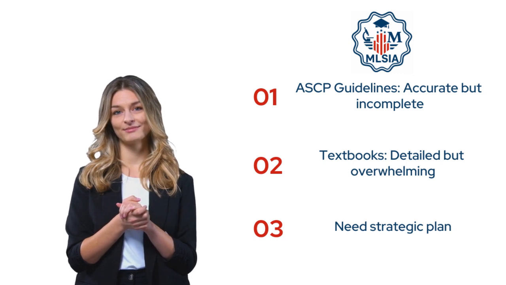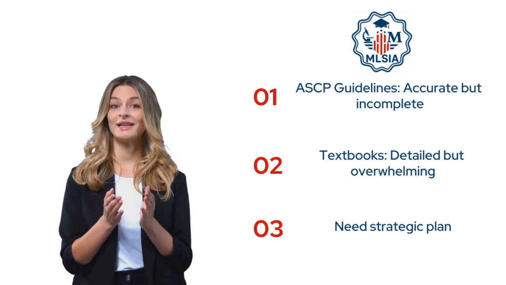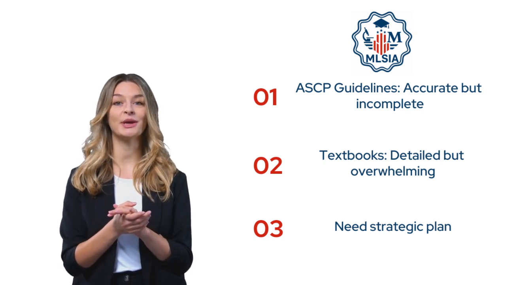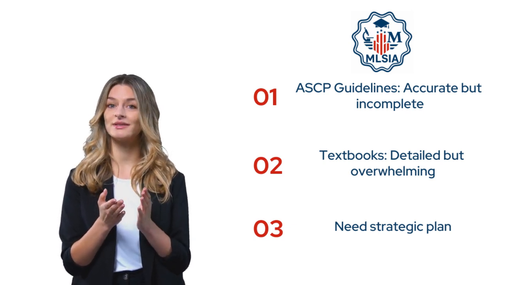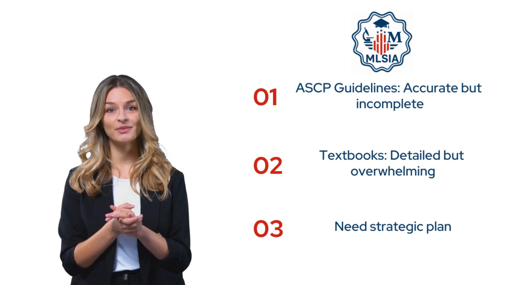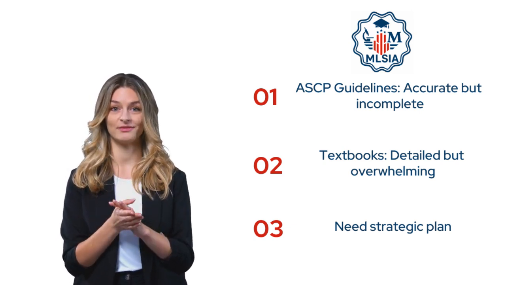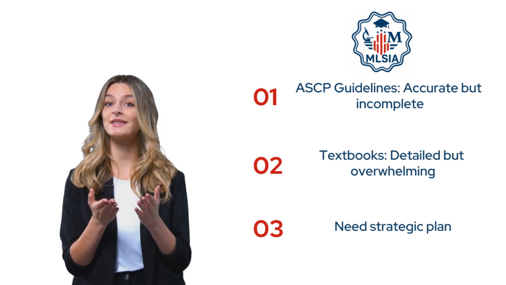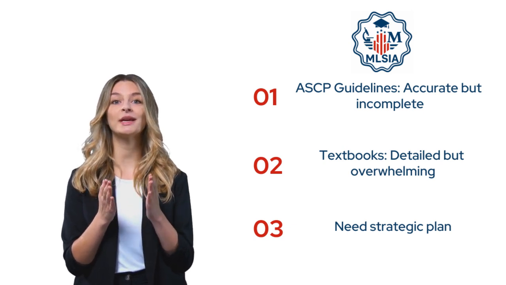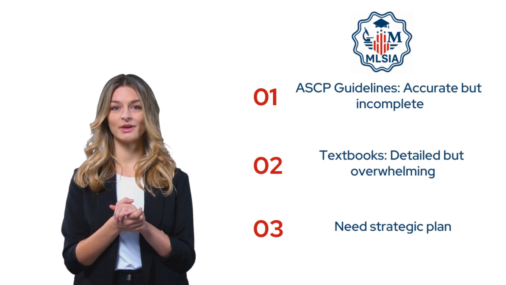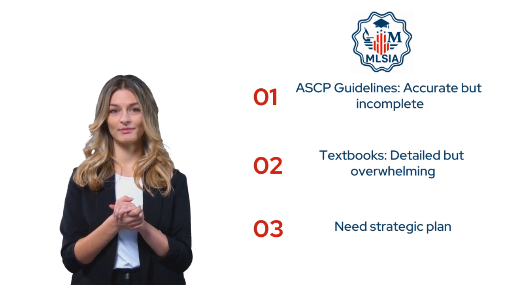Number 5. CASCP Study Plan with ASCP Board of Certification Guidelines. The official ASCP outlines always come first for accuracy. They provide exact exam domain coverage and expected content areas. But here's the limitation: no guidance on study techniques. Also, practice application is minimal, which confuses many candidates. This is a great starting map, but not a complete plan.